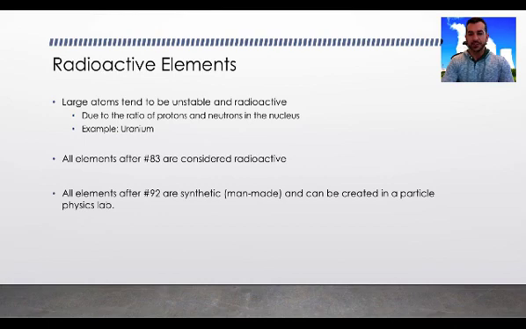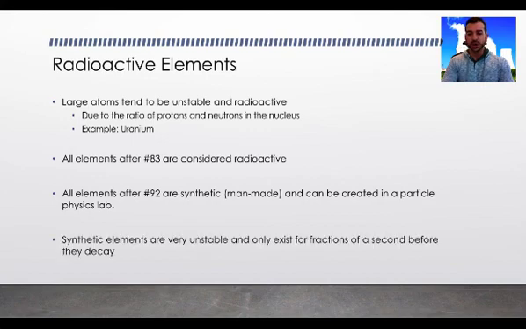All elements after element number 92 are synthetic, meaning man-made, and we can create them in a particle physics lab. The synthetic elements are very unstable and only exist for a fraction of a second before they begin to decay. This is why we use particle accelerators to smash atoms together to see the results of the atoms being forced together, and this is how we essentially discover new elements, or quote unquote make new elements, by smashing particles together.